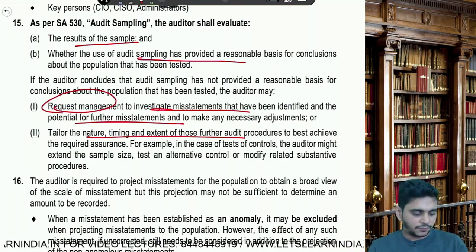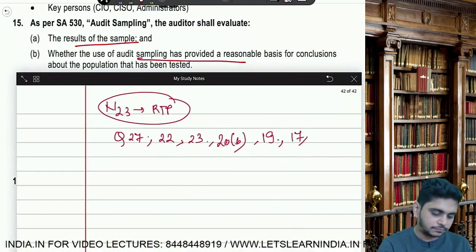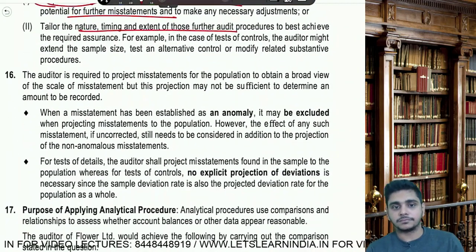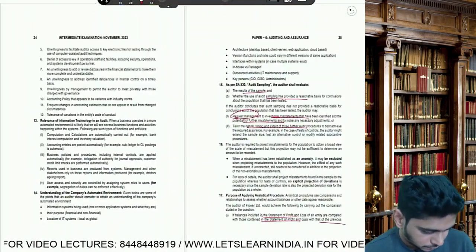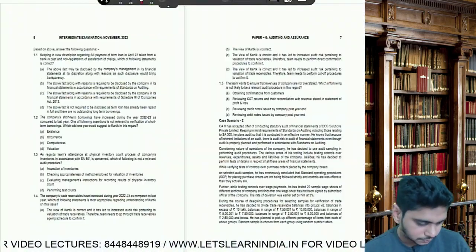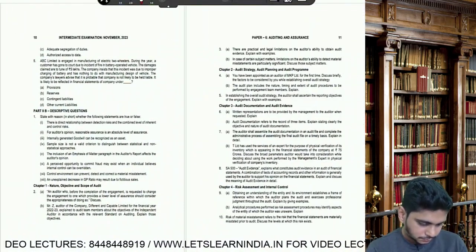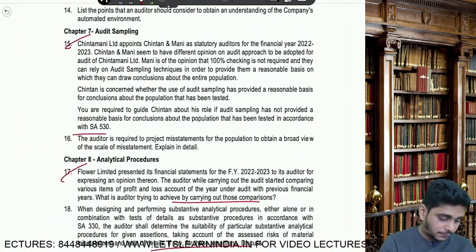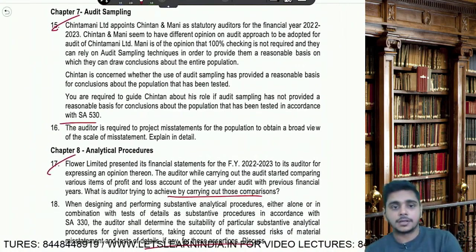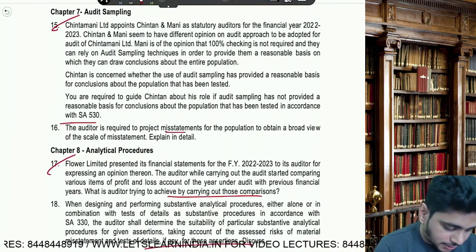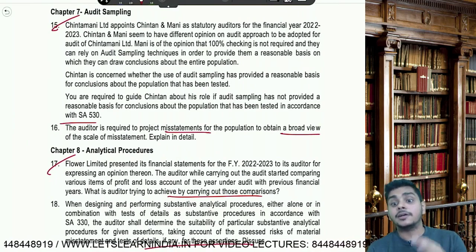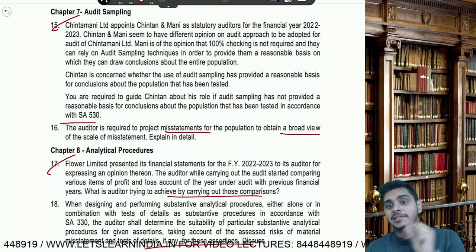Finished. So 15 is also a new variety. Then, the auditor is required to project the misstatement for the population to obtain a broad view of the scale of misstatement. Explain in detail. Anomaly definition plus audit sampling definition.